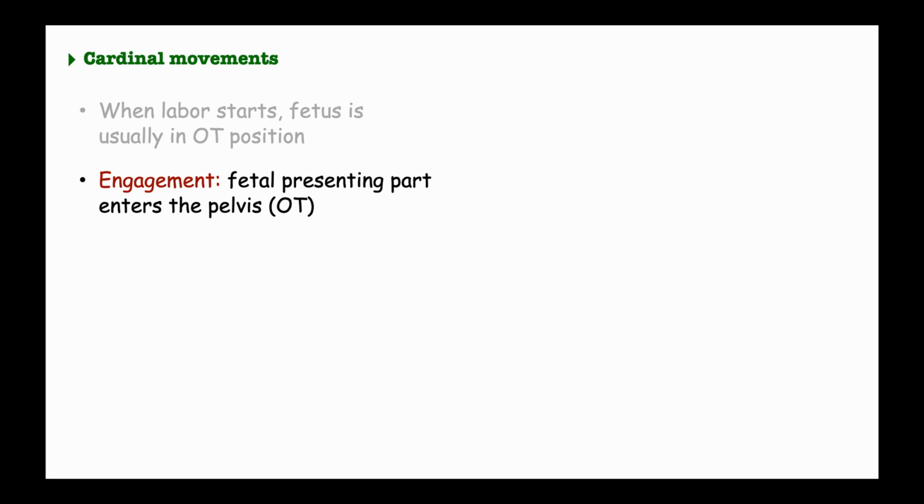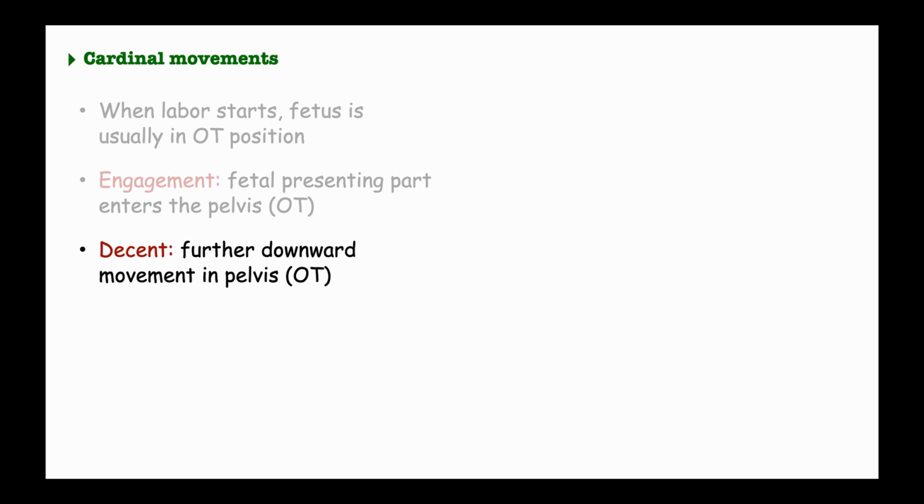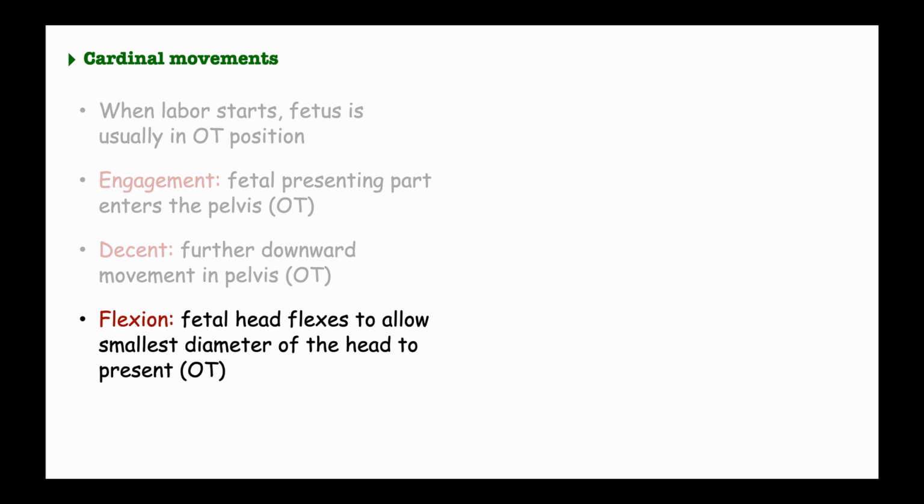Now, the first step in the cardinal movement is the engagement, and this is when the fetal presenting part enters the pelvis, still in the occipitotransverse position. The second step is the descent, which is further downward movement of the baby in the pelvis, still in the occipitotransverse position. Now, during flexion, the fetal head flexes to allow the smallest diameter of the head to present.